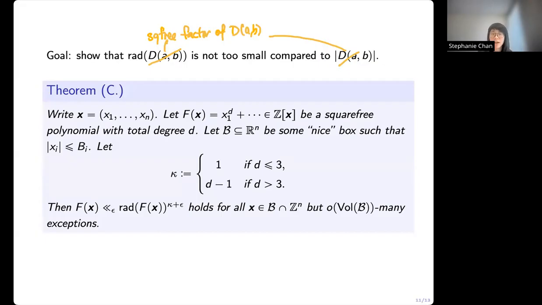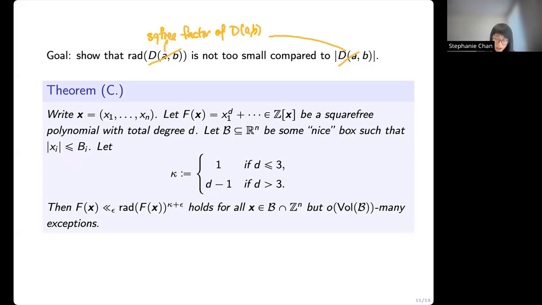So suppose you have a polynomial that is square free, so it has no square factors, and I need the additional technical assumption that it is monic in one of the variables. Then pick any nice box B, which I will not define. I can't go into what nice means here, but one of the properties it has to satisfy is that the sides should be bounded.